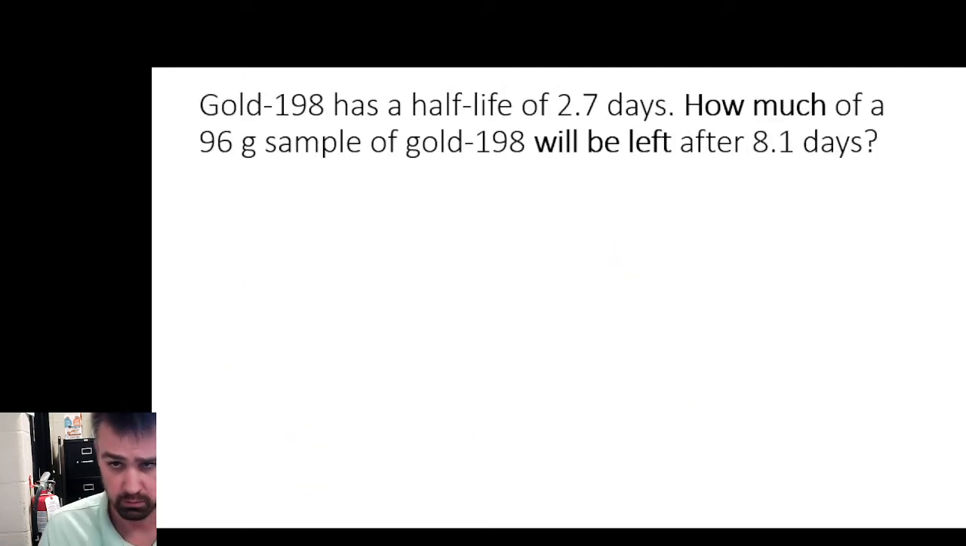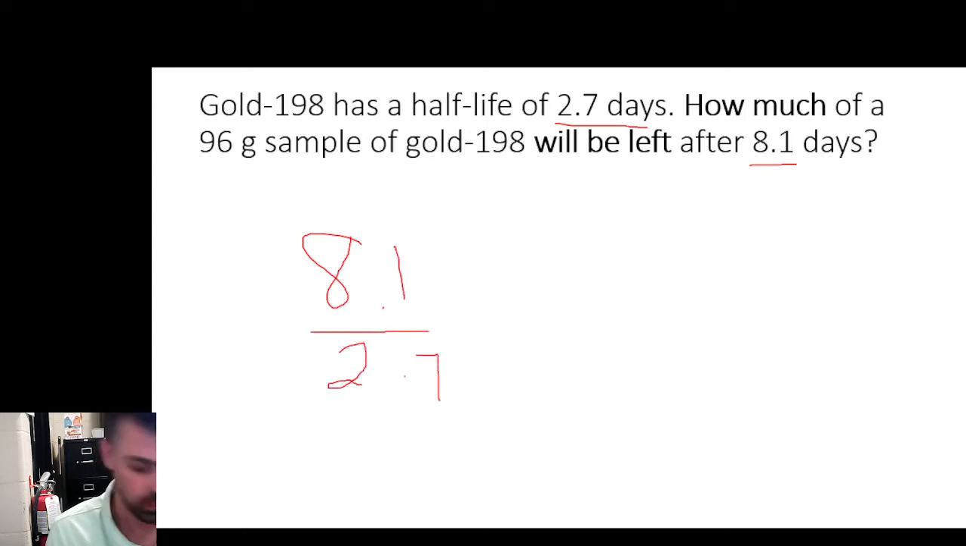The next type that you could do: gold-198 has a half-life of 2.7 days. So every 2.7 days, it's going to be decreased by half. How much of a 96 gram sample will be left after 8.1 days? So how many half-lives are going to be in 8.1 days? If I take 8.1 and divide it by 1 half-life, so 8.1 divided by 2.7, I see that this answer is 3, which means I've gone through 3 half-lives.